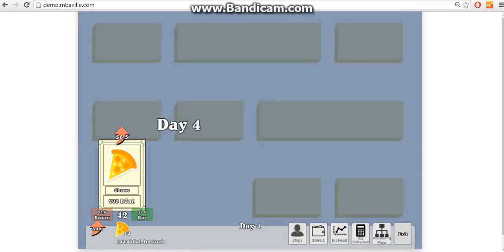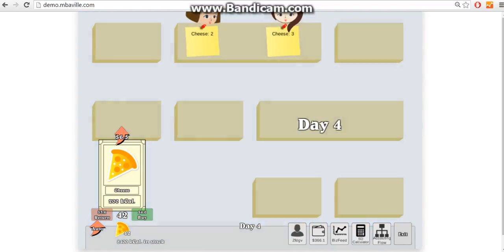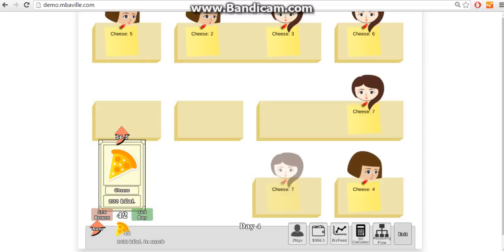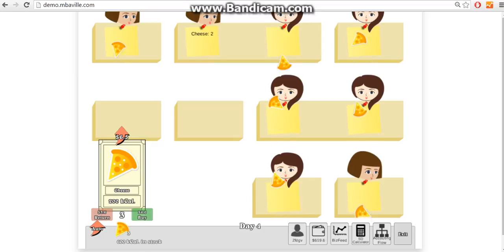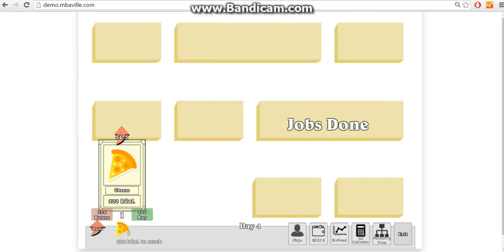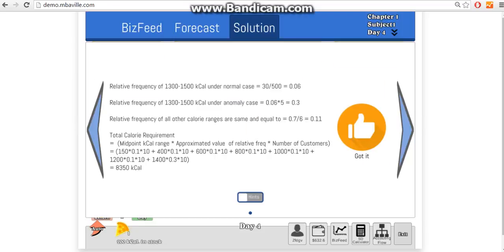And we start. This is day 4. I press on auto and everything gets distributed except for just one, so it was 8,200, and now you will see the solution which shows 8,200.